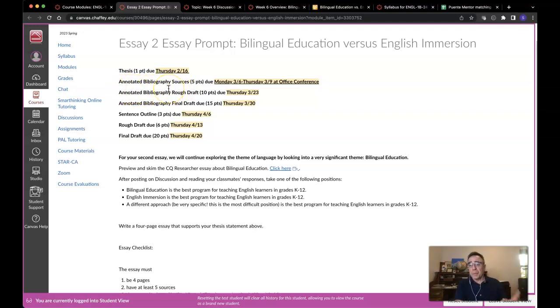You're going to do an annotated bibliography. We'll spend a lot of time talking about that. Your sources are going to be due when we have an office conference together. Then you're going to have a bibliography rough draft, an annotated bibliography final draft, then a sentence outline, a rough draft, and a final draft. That's a whole lot of steps. I mean, we're really slowing down the process on this, but it's for a good reason. It's to make sure that we know how to do those steps when they're necessary. Anyway, it really comes down to structure.